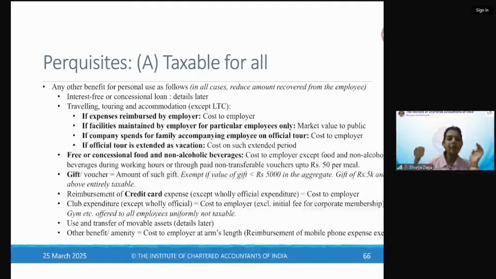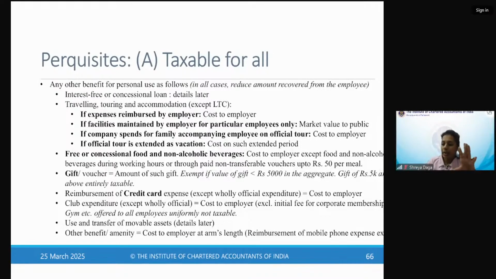Next, there are some more benefits which are taxable for all. Let's see. Following kinds of other benefits. Interest-free and concessional loan. What does it mean? An interest-free or concessional loan is given by the employer to the employee, saying that I will not charge any interest from you, or the interest I will charge will be lower than the market rate or the rate which SBI is charging you. So the benefit is not the loan, the benefit is the interest waiver. To some extent, I will waive off the interest from you. Either I will not charge interest at all or charge interest lower than what SBI is charging. So an interest-free or concessional loan is also a taxable perquisite for all. How, what, details later. Chalo.